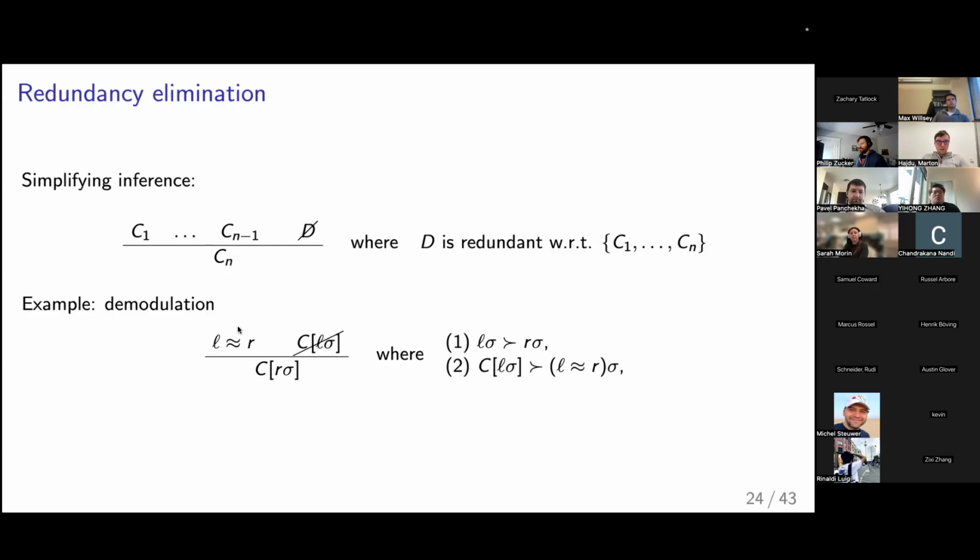So demodulation works as follows. We take some unit clause with a positive equality, and if we find an instance of the left-hand side of this equality in some clause such that these conditions apply, then we can rewrite this instance into the corresponding instance to get a new clause, and then the right premise becomes redundant and we can remove it.